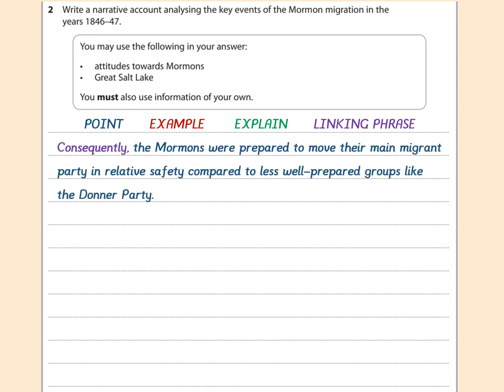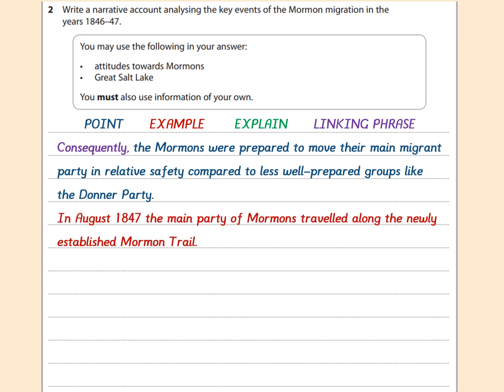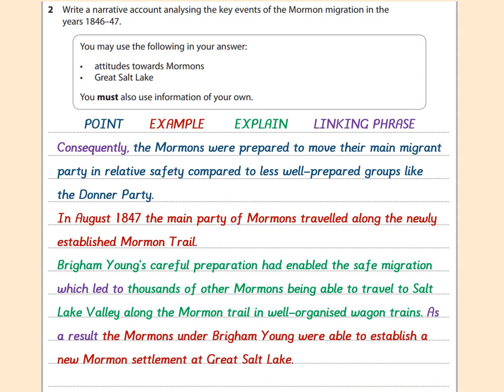Consequently, okay, so it means as a result, the Mormons were prepared to move their main migrant party in a relatively safe fashion compared to less well-prepared groups like the Donner Party. In August 1847, the main party of Mormons travelled along the newly established Mormon Trail. Brigham Young's careful preparation had enabled the safe migration, which led to thousands of other Mormons being able to travel to Salt Lake Valley along the Mormon Trail in well-organised wagon trains. As a result, the Mormons under Brigham Young were able to establish a new Mormon settlement at the Great Salt Lake.